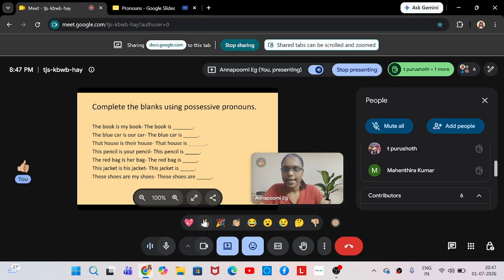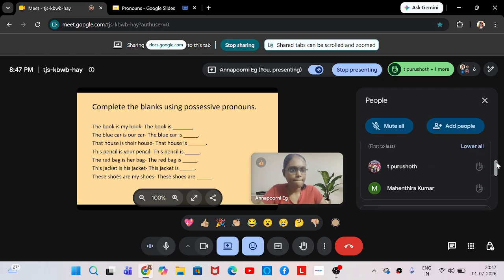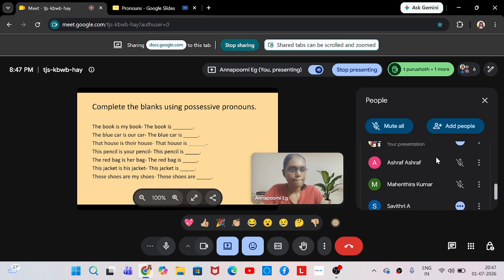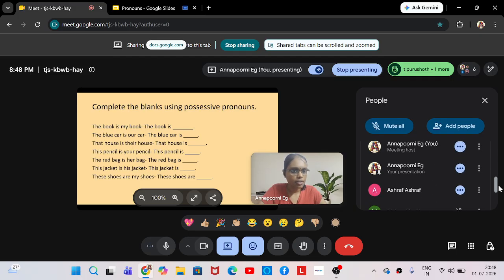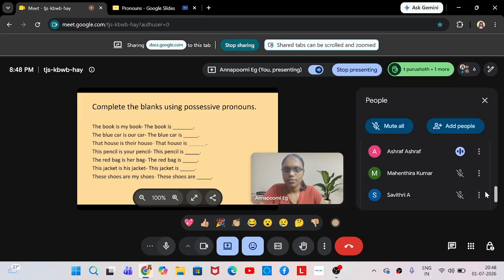Very good. Sairam, fifth one. The red bag is her bag. The red bag is hers. Hers. Very good. This jacket is his jacket. Savitri ma'am, you can try. This jacket is his. Very good. And the last one: these shoes are my shoes. Shabna, are you there? These shoes are mine. Very good.